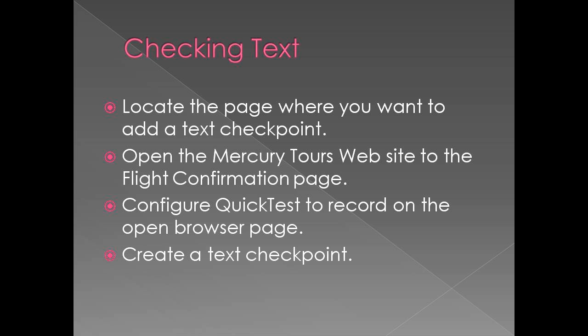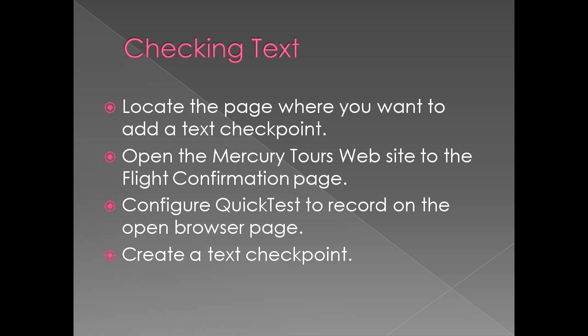4. Create a text checkpoint. A. In the flight confirmation page, under Departing, highlight the text New York, include the space after it. B. Click the Record button or choose Automation, Record. Quick Test begins a recording session. C. Choose Insert, Checkpoint, Text Checkpoint.